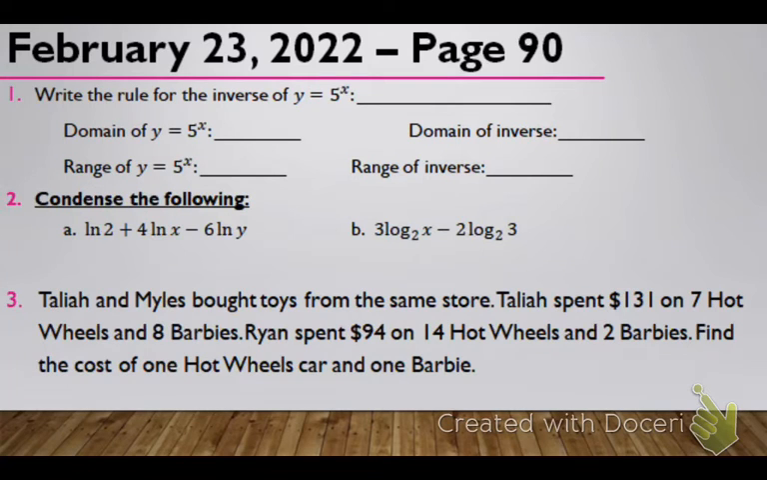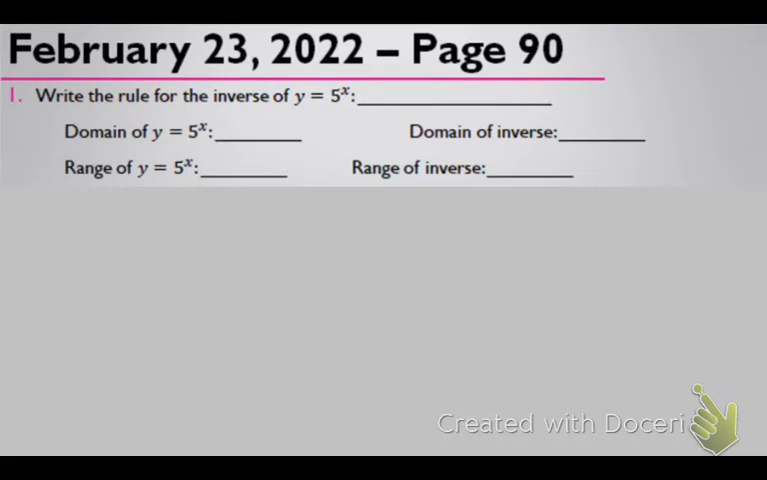So we will go over these bell work problems together. I'm going to switch to a screen with just problem 1 on it, so we have a little bit more room to work. Number 1 says, write the rule for the inverse of y equals 5 to the x. Y equals 5 to the x. What do we do when we need the inverse?